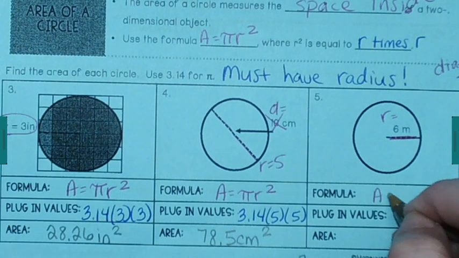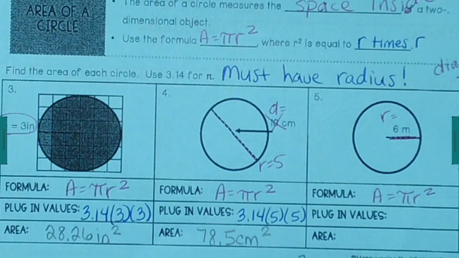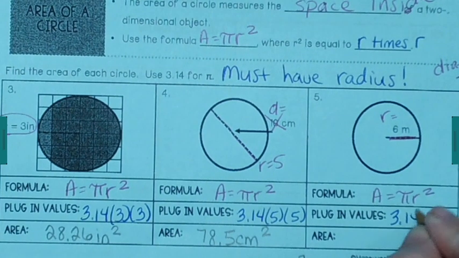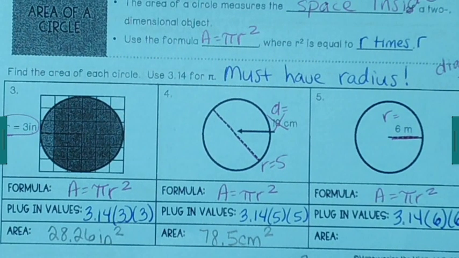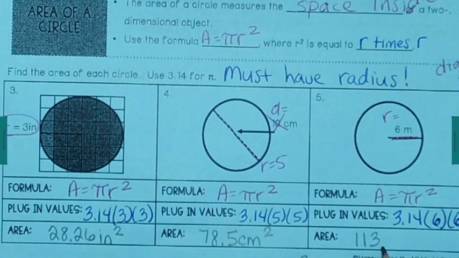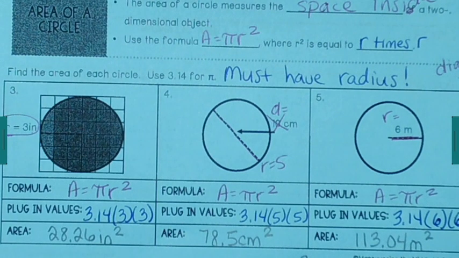Okay. First things first. Formula. Pi r squared. Now I'm going to plug in 3.14 times 6 times 6. Good. 113.04. So close. What's missing? Meters. So close. Squared. Good. Okay, you got to have all those parts.